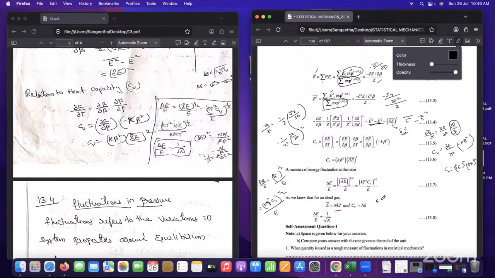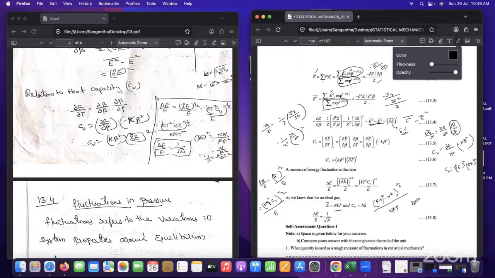So what is the numerator we have? k T square, and in place of C_V, I am substituting N k, and the whole thing is to the power of 1 by 2. In the denominator, in place of E bar, I have N k T. So this k and k square whole to the power of 1, T and T cancel, and we will get delta E by E.